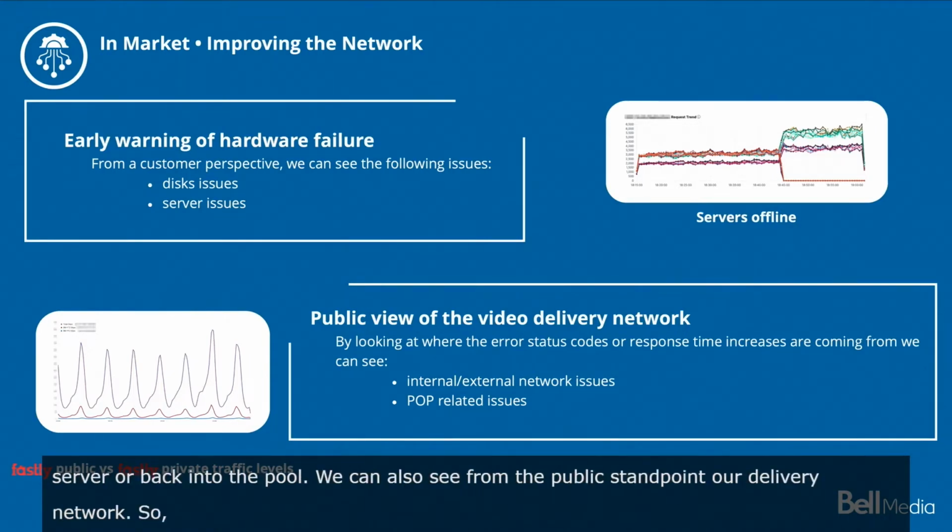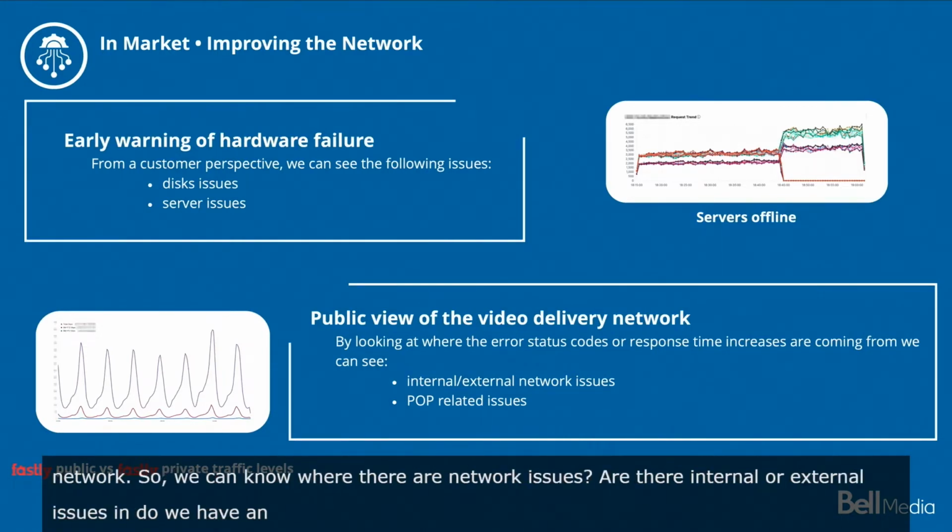our delivery network. So we can know where there are network issues. Are they internal network issues? Are they external? Do we have an origin site? Or is it a single Fastly POP that is impacted?